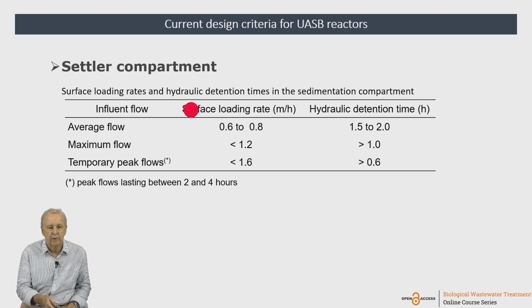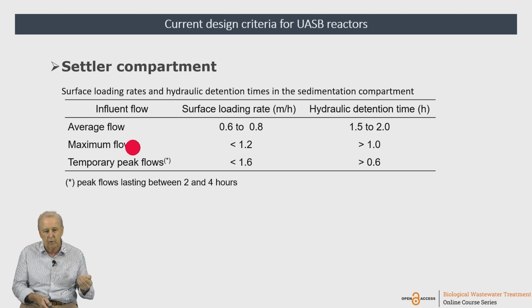So here are the recommendations for the previous parameters, for the average flow, for the maximum flow, for the temporary peak flows. And here, the recommendation for the surface loading rate in meters per hour, 0.6 to 0.8, that's slightly above the flow velocity that we mentioned before. It was 0.5 to 0.7 for the upflow velocity. Here, for the surface loading rate, 0.6 to 0.8 for the average flow. And the hydraulic retention time, 1.5 to 2 hours, again for the average flow for that volume.